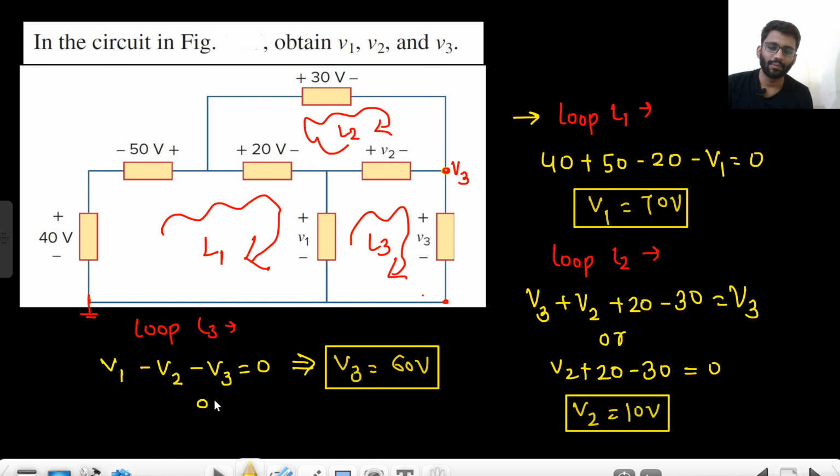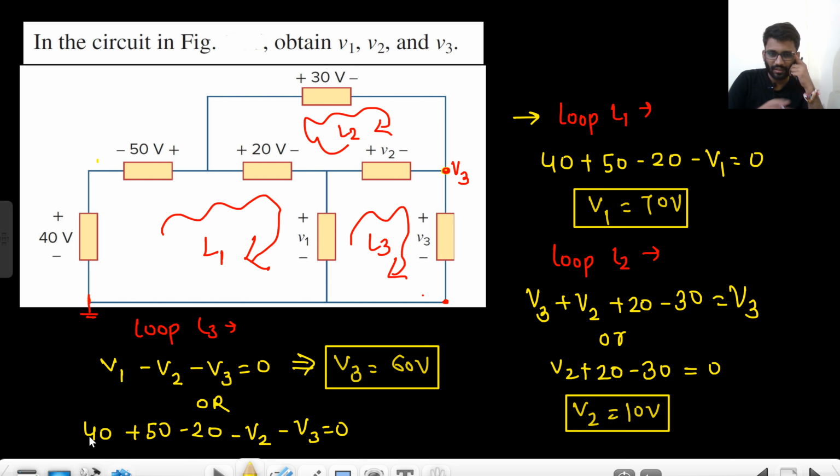Or what we can do, you can write it like this as well. Start from here: 40 plus 50 minus 20 minus V2 minus V3 equals 0. From here as well, you will get the same answer for V3. So this will be 90 minus 30.